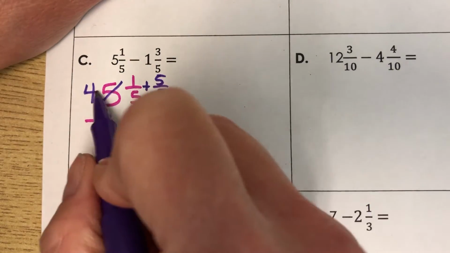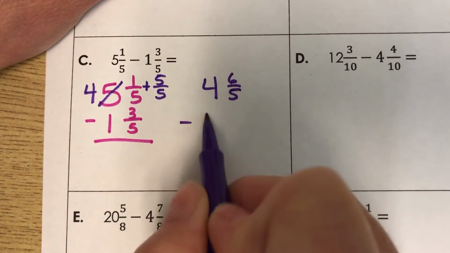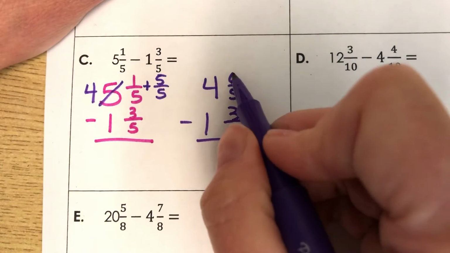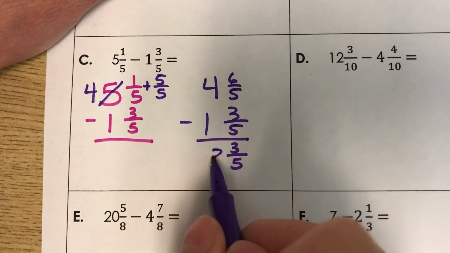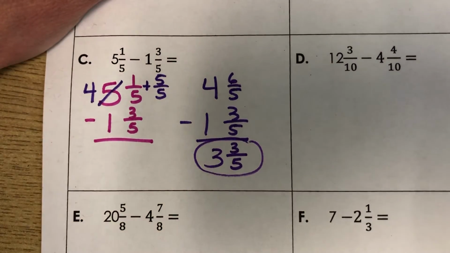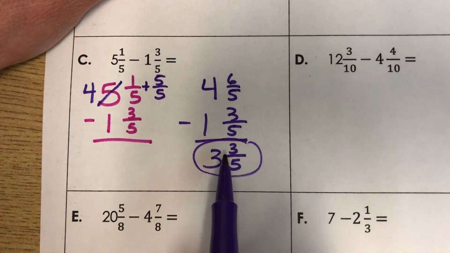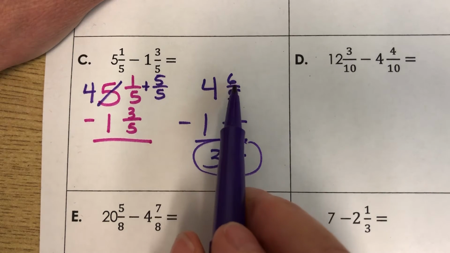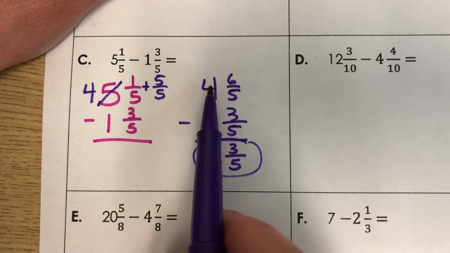So really what you have now is this 4, and 1/5 plus 5/5 is 6/5, minus 1 3/5. And now we're in business, because I can do 6 minus 3. It's 3. My denominator doesn't change, and 4 minus 1 is 3. So 3 3/5. Then if you want to make sure you're right, you could add what you got to what you were subtracting here. 3 3/5 plus 1 3/5 would give me 3 plus 1, 4 6/5. And 6/5 is equal to 1 1/5. So that would be 5 1/5.